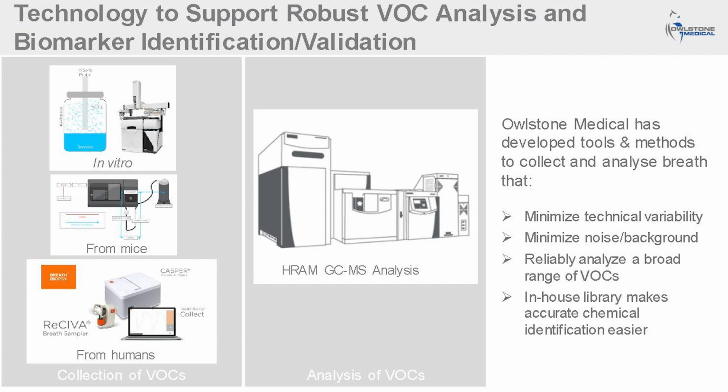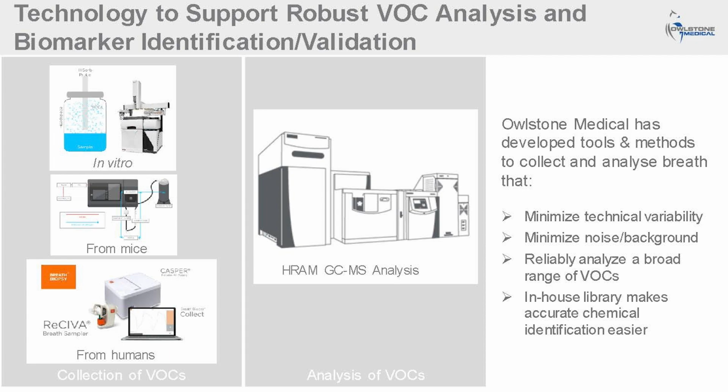To enable the identification and development of good breath biomarkers, to help us work out which are the right VOCs to analyze, we of course need the right technology. Owlstone has methods to collect VOCs from multiple different sources: from in vitro samples, from mice, and of course from humans, which is where most of our technology has gone into. And we analyze these molecules by high-resolution accurate mass GC-MS. Overall, our technology has been developed to minimize technical variability, noise, and background entering the sample. That gives the ability to see, for example, smaller biological changes and gives the confidence that when you're looking at a biological change, it is genuine and not just technical variability. We've also focused the technology to be able to analyze a very broad range of VOCs.